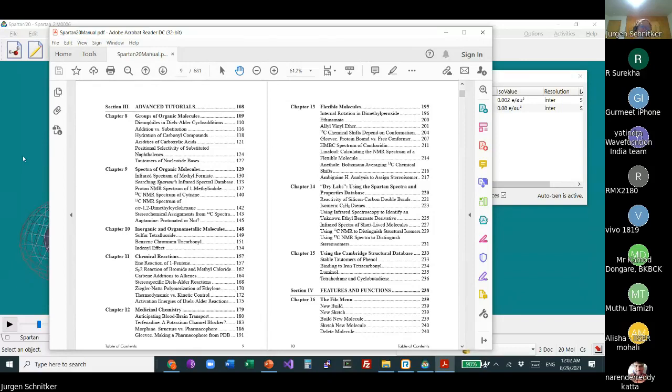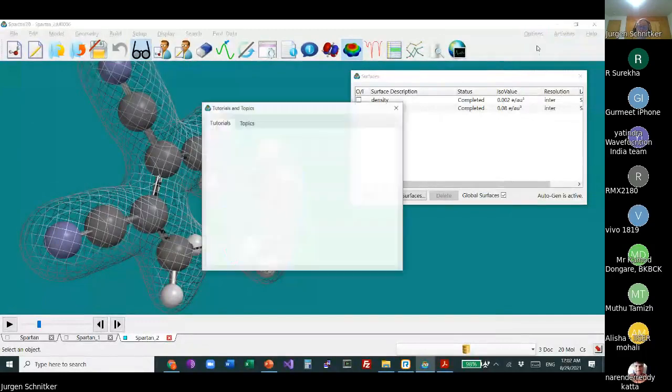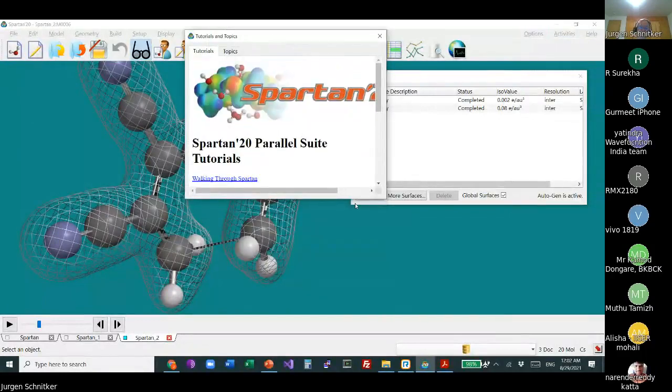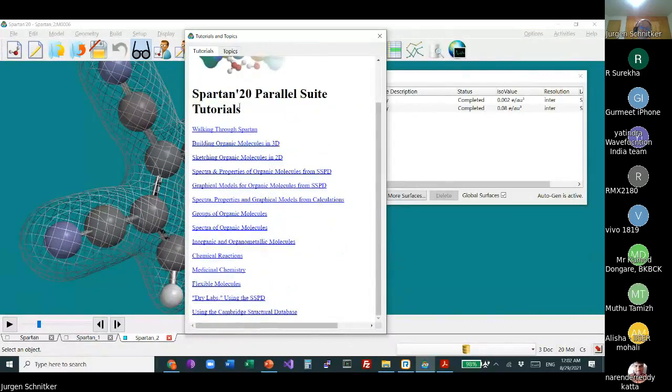Which is different from the investment you have to make for lots of other quantum chemistry programs, where basically you turn it over to an expert who knows how to use it. These tutorials are also in the program here in the options menu, in the activities menu. They're here also separate as tutorials. These are simply the chapters from the manual. Walking through Spartan, groups of organic molecules, chemical reactions, and so on. So that's the learning curve. But you'll be incredibly empowered if you work through those.